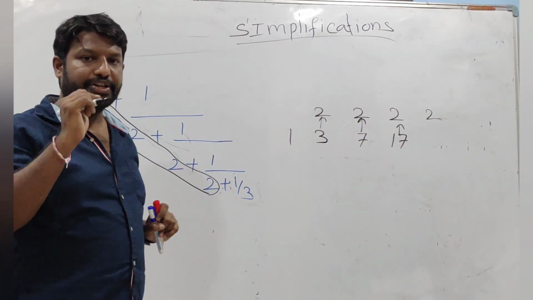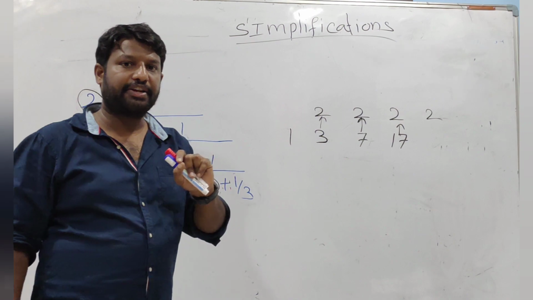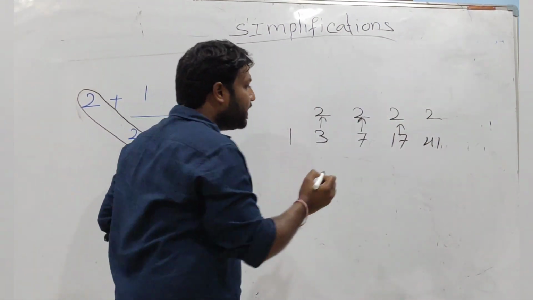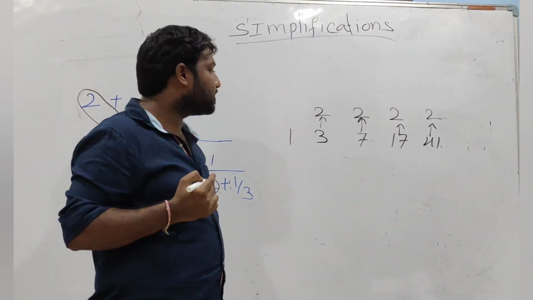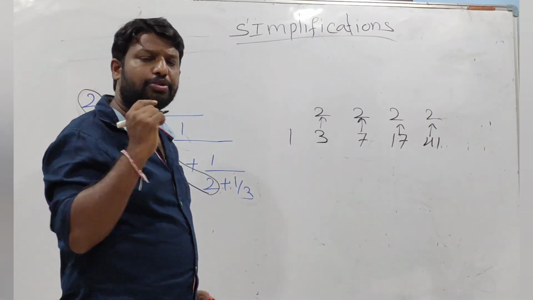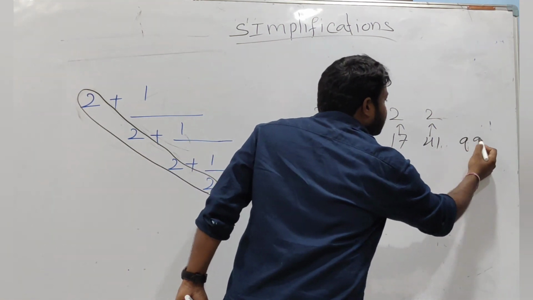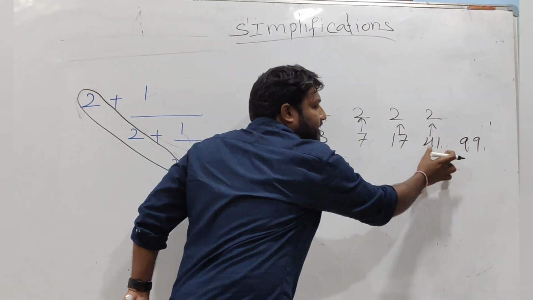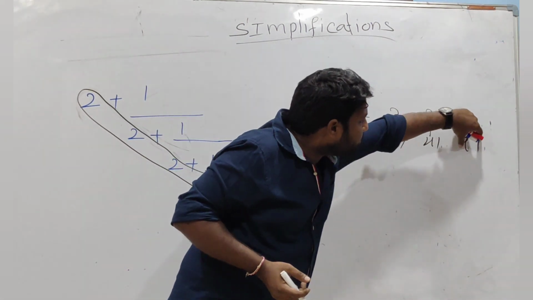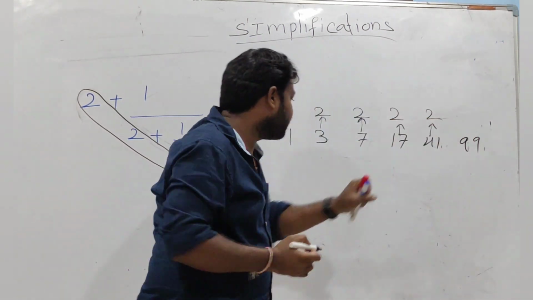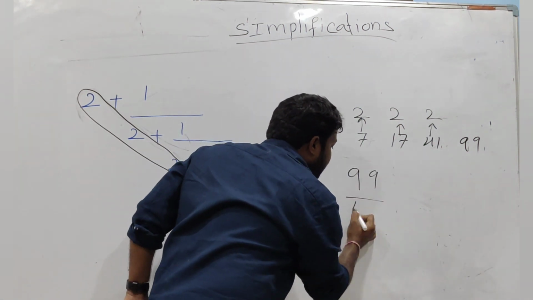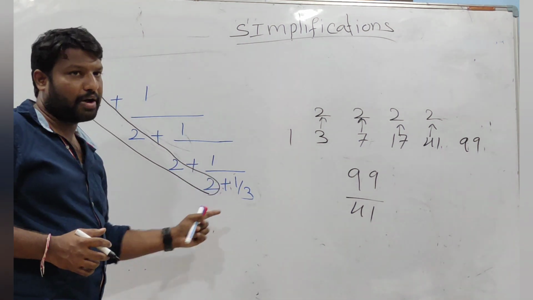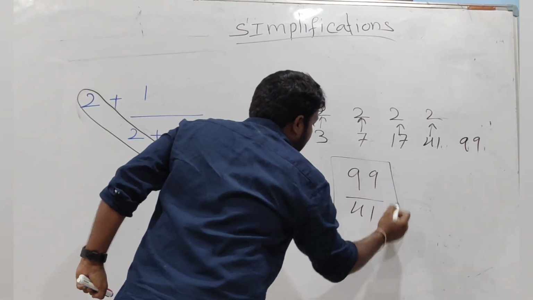Next, 17 into 2. 17 2s are 34 plus 7, 34 plus 7 is 41. Right, 41 here. Next multiply these two terms. 41 into 2. 41 2s are 82 plus 17, that is 99. Now the answer is this by this last two terms, which is 99 by 41. So the final answer is 99 by 40. So 2 plus 1 by 2 plus 1 by 2 plus 1 by 3, final value is 99 by 40.